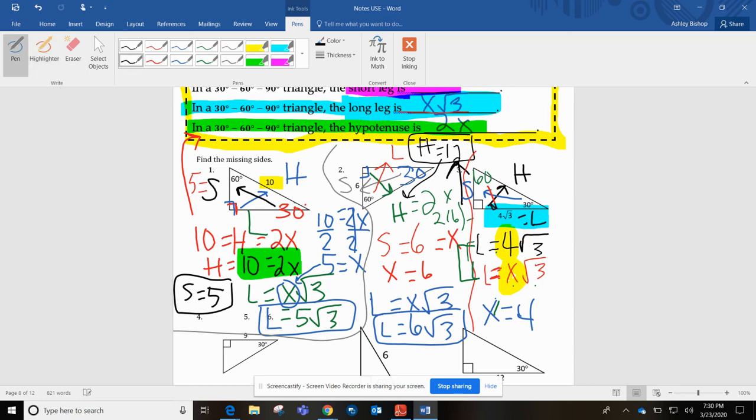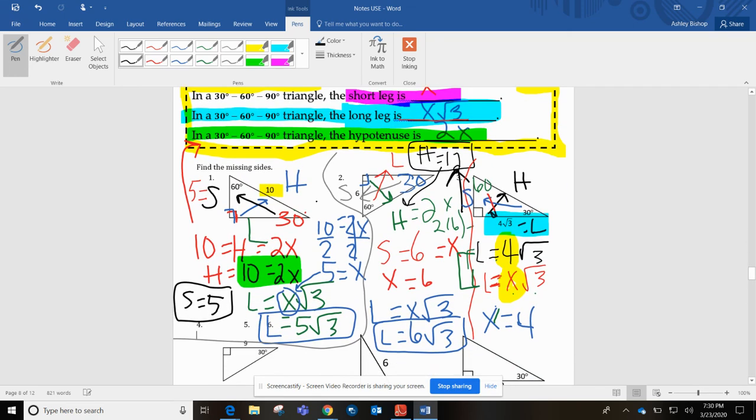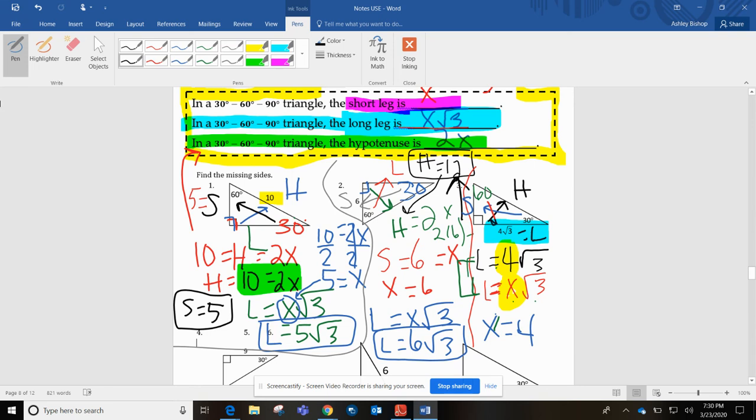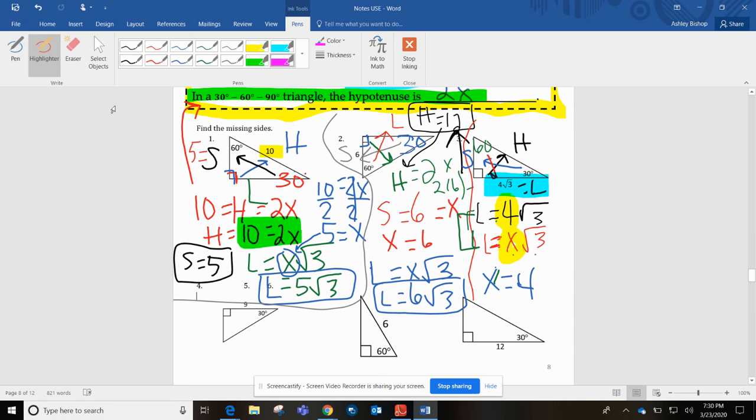Does this give me one of my sides right away? Well, yes, because one of my sides is equal to x. My short leg is equal to x. So x is equal to 4, which is equal to my short leg.